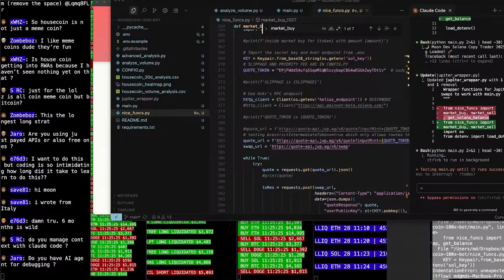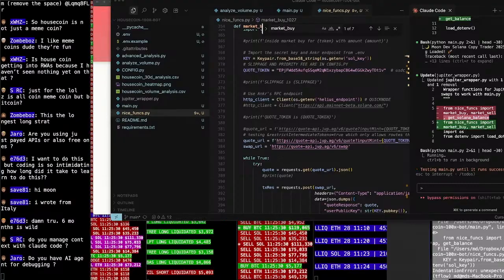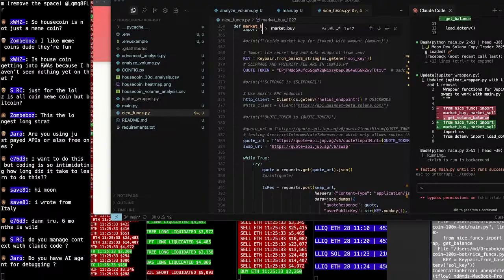Do you have an AI agent for debugging? No, I don't actually. That's a good use case though. Like a sub agent for that.